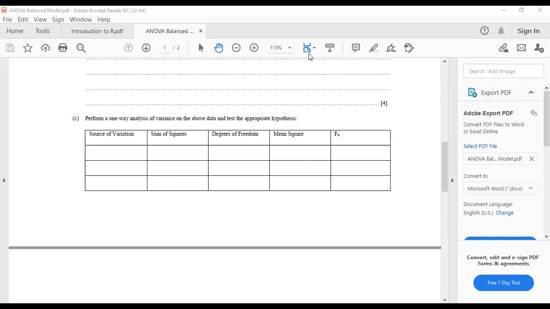I got 289.34168, and then minus the grand total, which is 15 observations, multiplied by the grand mean, which is 4.35333 squared. Let me punch the figures again. It's 289.34168 minus 15 times that squared, and then I got 5.06901333.